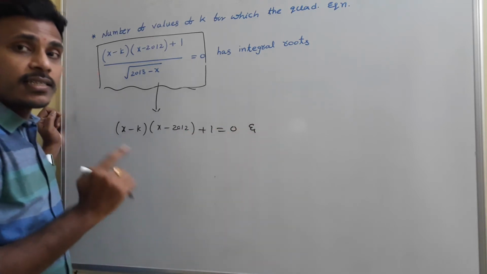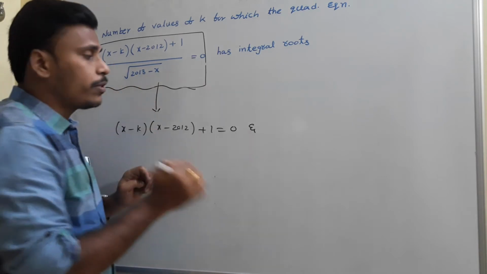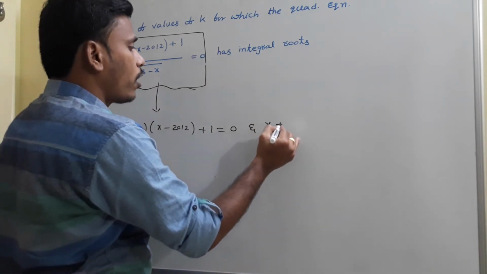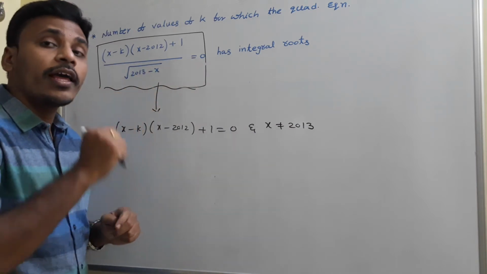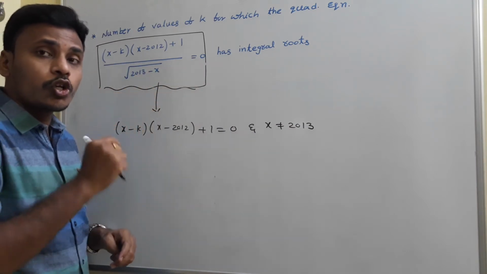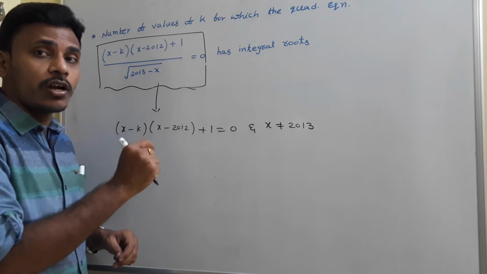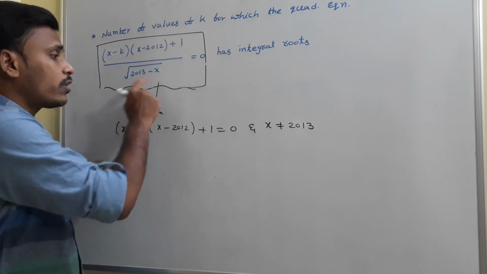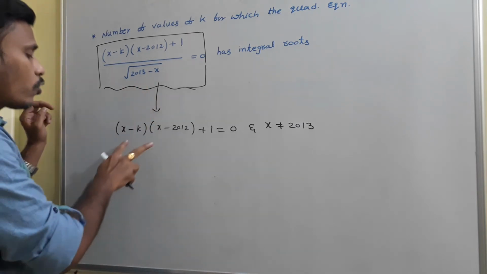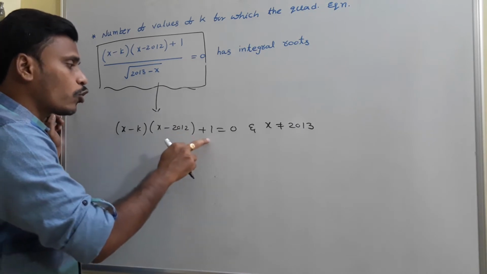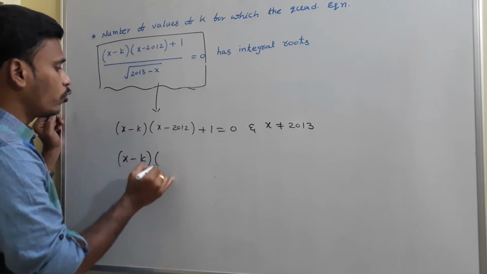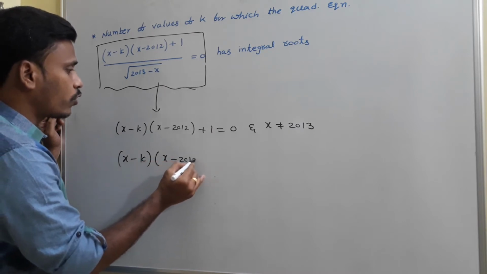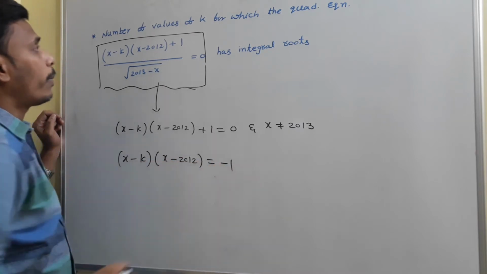and as I said, the denominator can never be 0, so x is not equal to 2013. Whenever the denominator is 0, if x is 2013, so you need to fix that x is not equal to 2013 so that the denominator is non-zero, right? So (x minus k) into (x minus 2012) plus 1 is equal to 0, so (x minus k) into (x minus 2012) is equal to minus 1.